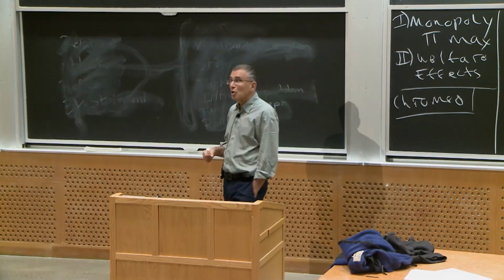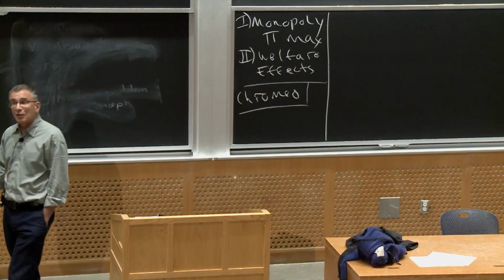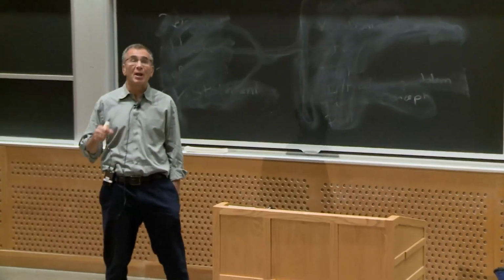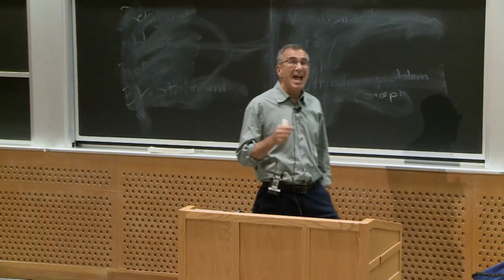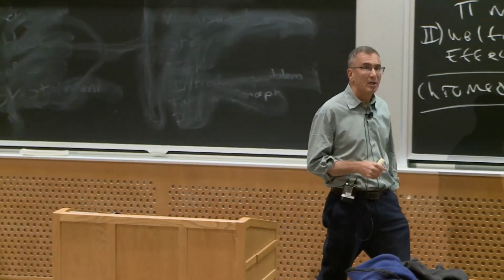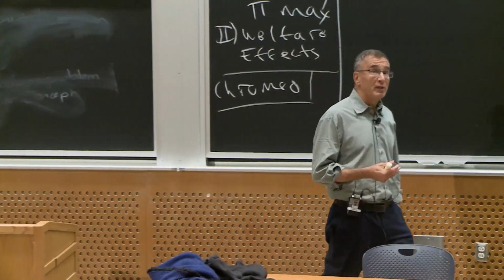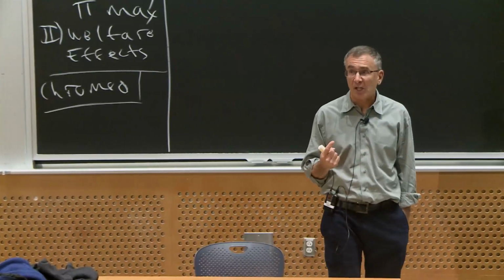So what we're going to do now is move on in the next few lectures and talk about alternative market structures and how they change the conclusions we draw. This is going to be important for two reasons. First of all, it's going to be important because it's more realistic.